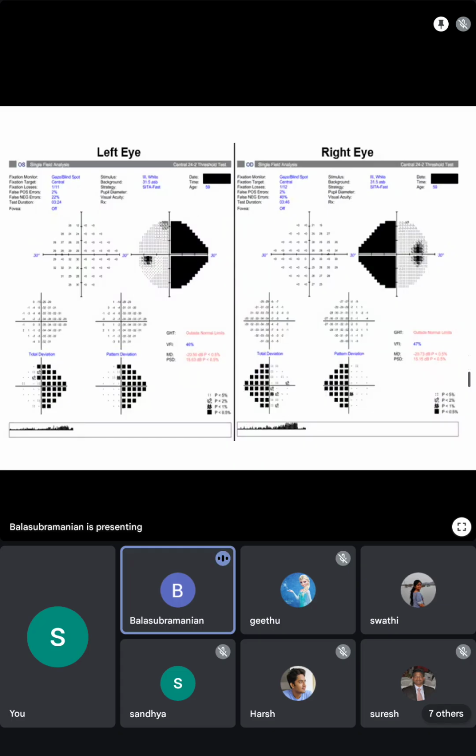And the other thing has to be done: clinical correlation. This is a very rare field defect. Actually, I put it for you to identify. Binasal hemianopia is a rare defect. There are some differential diagnoses for it, but they are all rare causes.